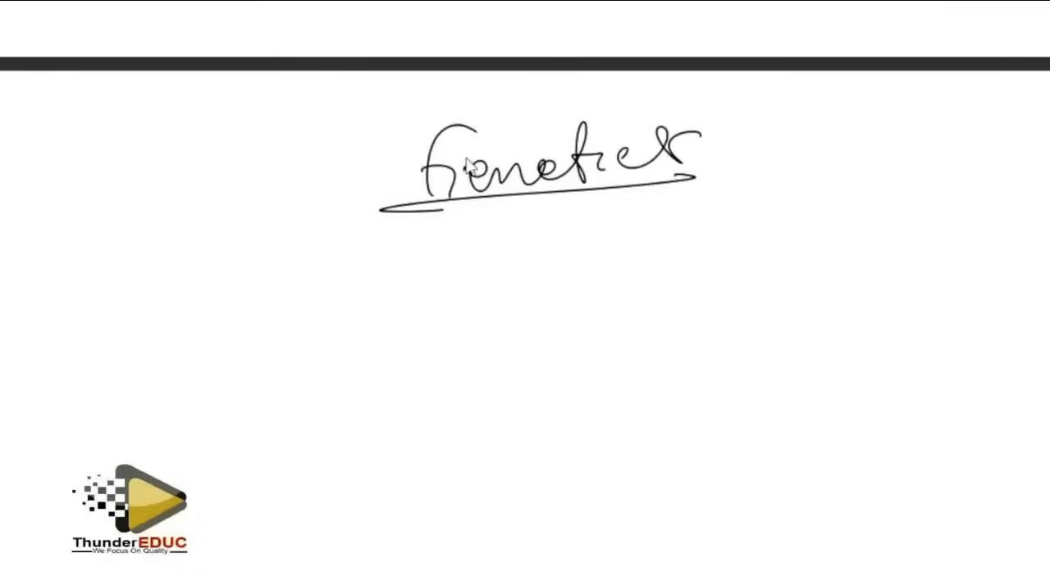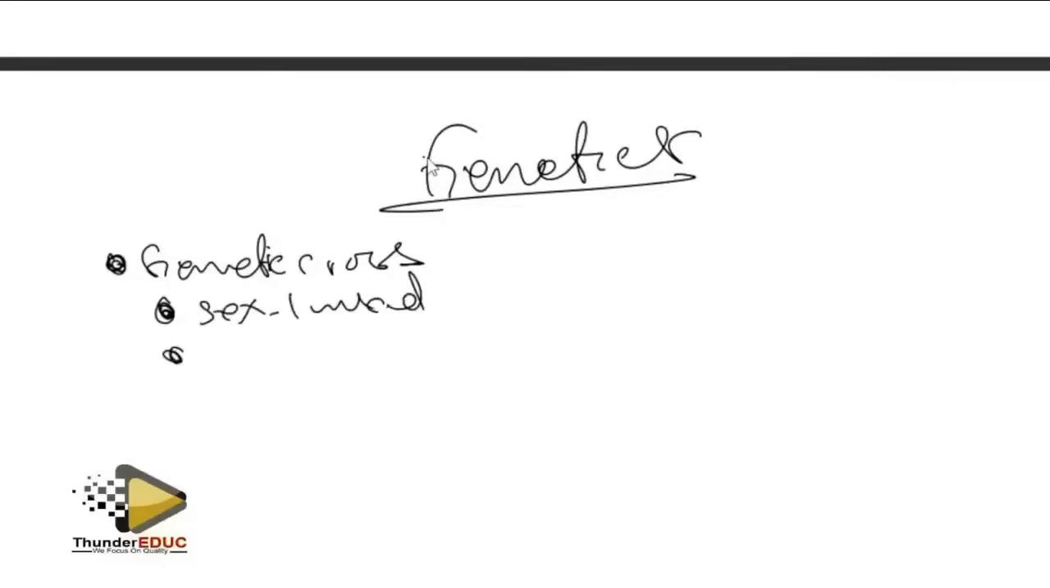When you talk about 6-mark questions in genetics, what are you supposed to look at? Number 1, genetic cross. In this genetic cross, you need to know when do I say sex-linked and when do I say non-sex-linked.